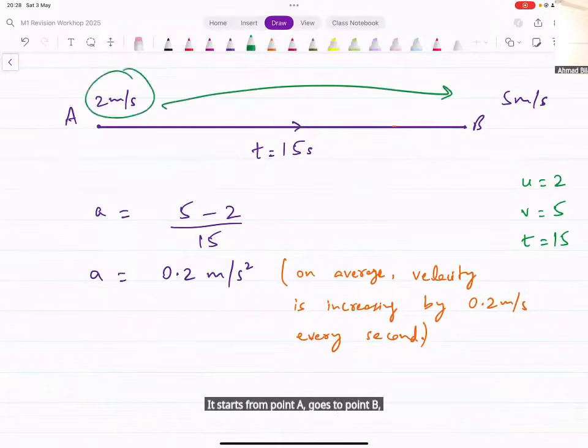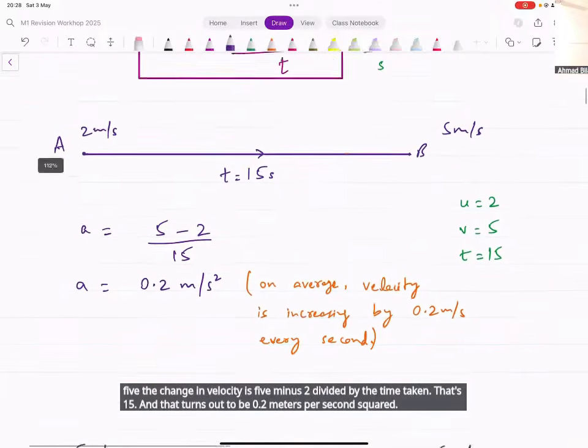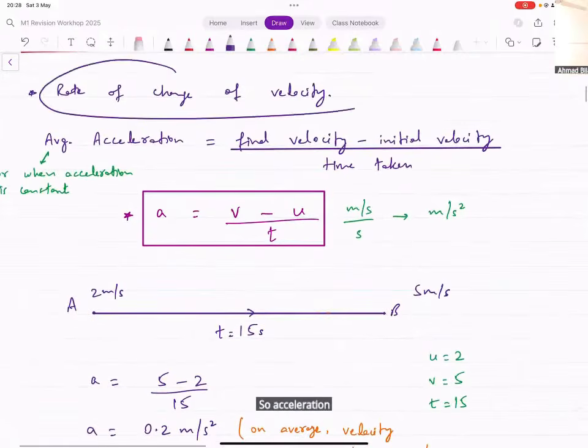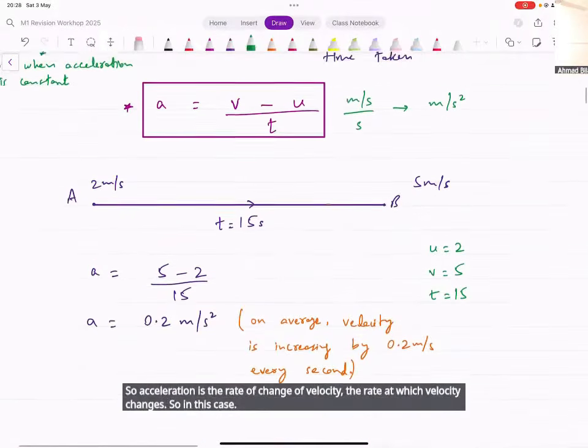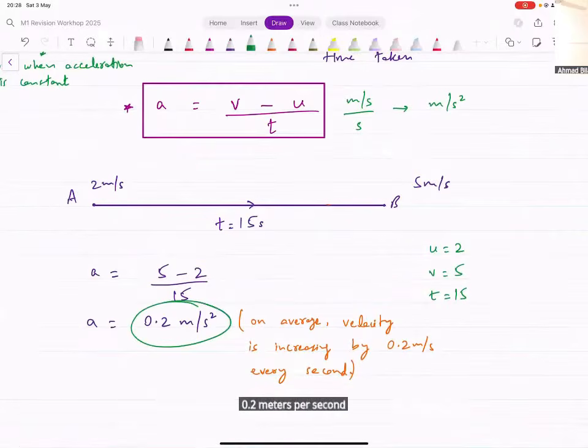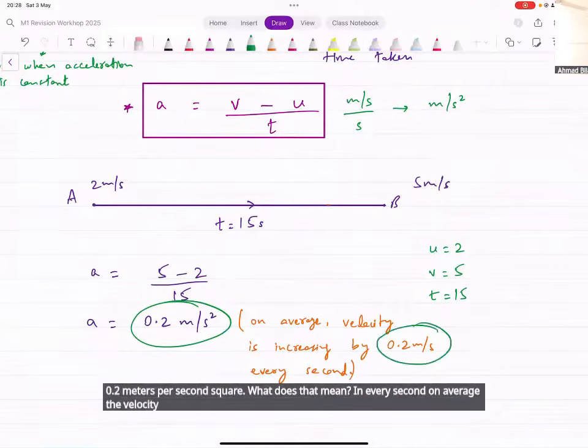For example, if you have an object like this, it starts from point A, goes to point B, its velocity increases from 2 to 5. The change in velocity is 5 minus 2 divided by the time taken. That's 15, and that turns out to be 0.2 meters per second square. So acceleration is the rate of change of velocity, the rate at which velocity changes. So in this case, 0.2 meters per second square. What does that mean? In every second, on average, the velocity is increasing by 0.2 meters per second.